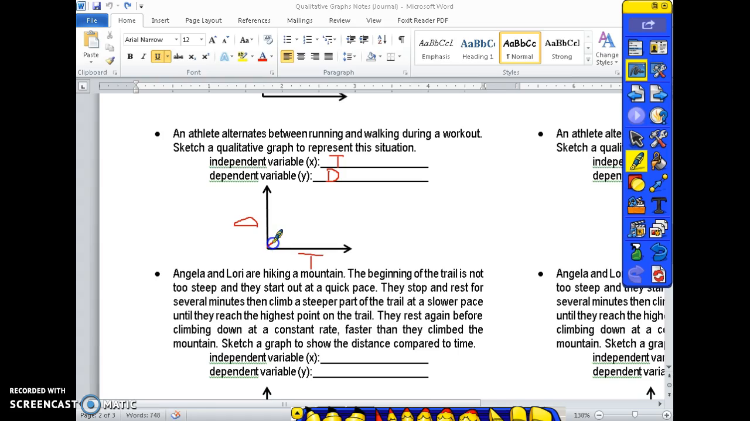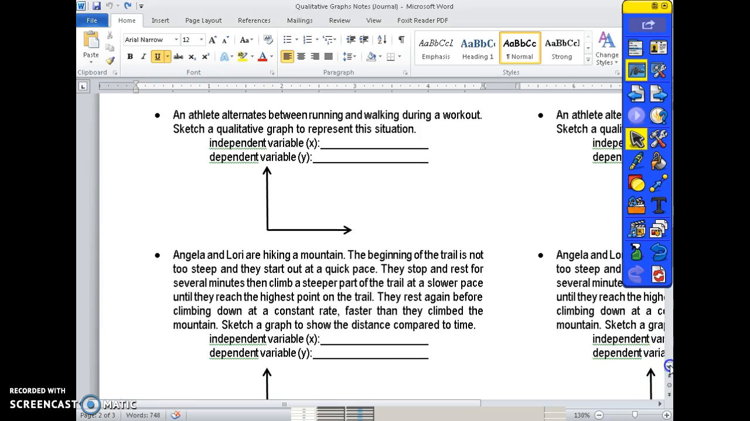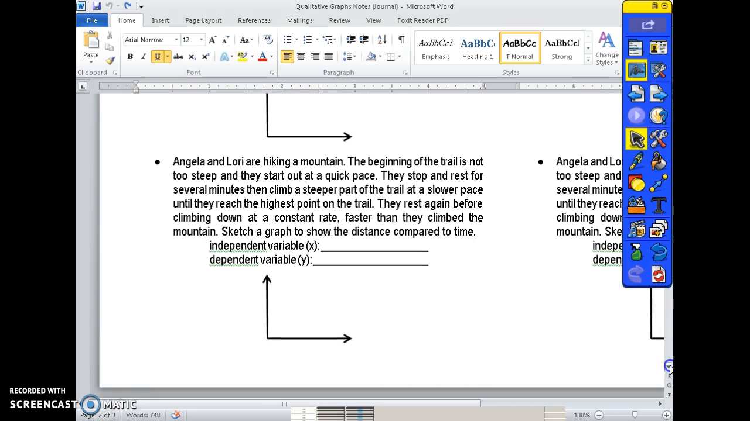The athlete is running first and then walking. So we have a steep slope and then a not as steep slope. And that pattern continues because the athlete continues to alternate between running and walking. So when you're making these graphs, you are just reading the word problem and sketching it exactly as it tells you to. It's pretty self-explanatory whenever you're sketching qualitative graphs. Let's look at the last one on page 46.